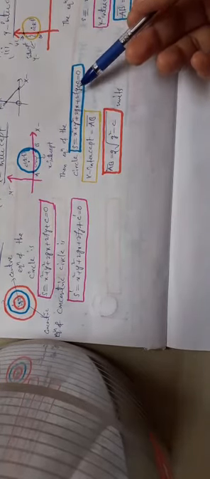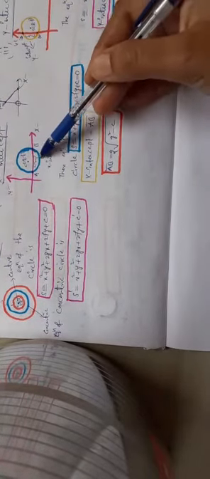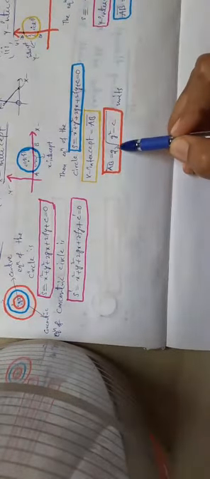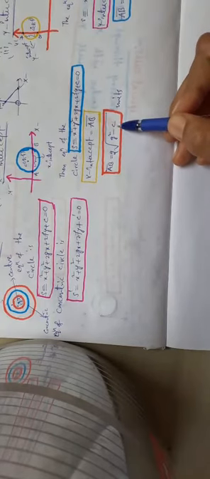Then this is the center C of minus g comma minus f. With the center minus g comma minus f, the equation of the circle is obviously S equals x square plus y square plus 2gx plus 2fy plus c equals 0. But how do we find the intercept? The x intercept is from A to B. The equation is AB equals 2 under root of g square minus c. Here there is no f.